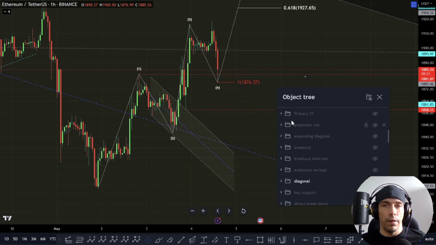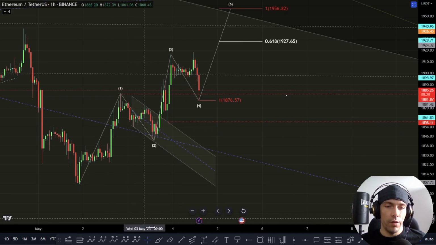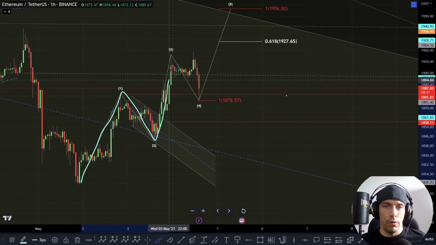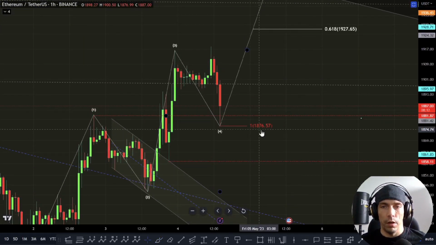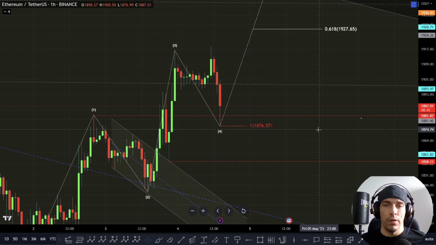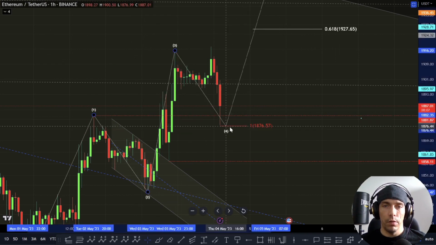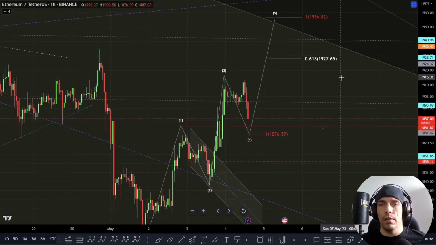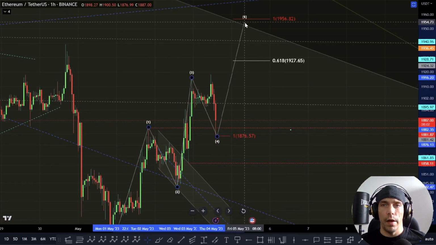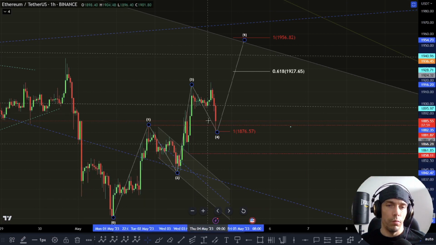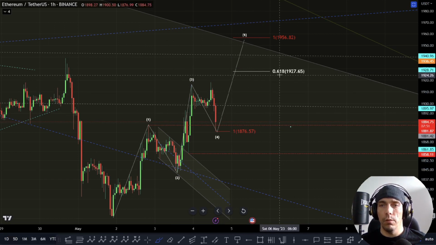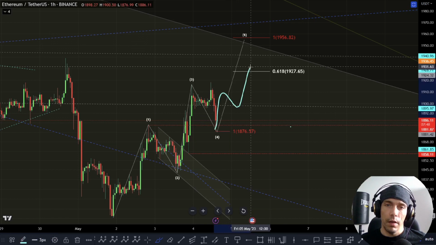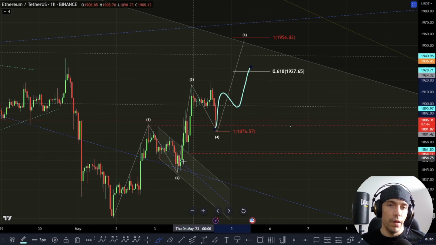Now, it could be the fact that we have a diagonal pattern playing out here. What we have is this is a 1, 2, 3, 4, and a 5 to the upside. Now, if this is the case, there's two things that I'm looking out for. We can't cross this 1876 line, which we haven't so far on this retracement to the downside. And the secondary thing is that we would not be allowed to move higher than this 1956. This is just one of the rules of the diagonal patterns. So an interesting area here would actually be this 0.618 of this third wave here, which would be this 1927.